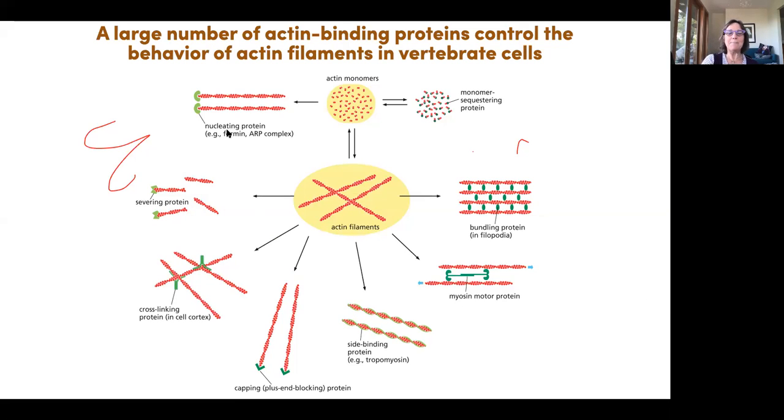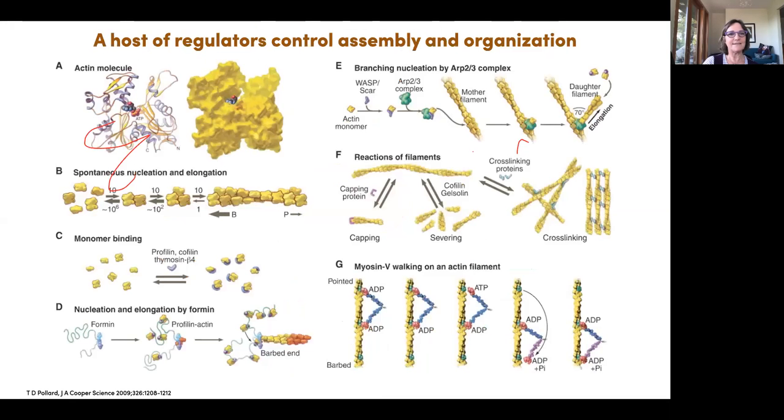But mostly I want to drive home how these things regulate what actin does in cells. All right, this is another version of the slide that I just showed you, but it has actual molecular structures. I'm going to go through what I think are a few of the key functions of actin binding proteins and how they work.